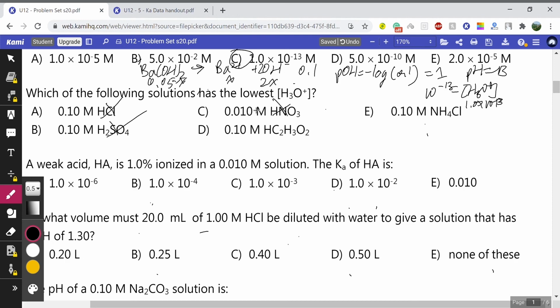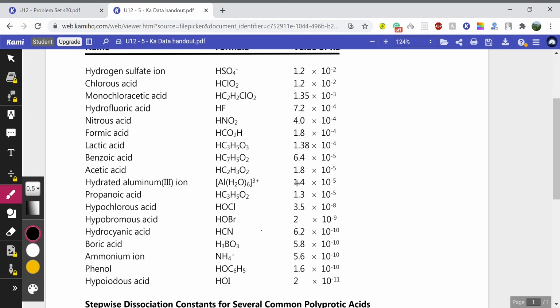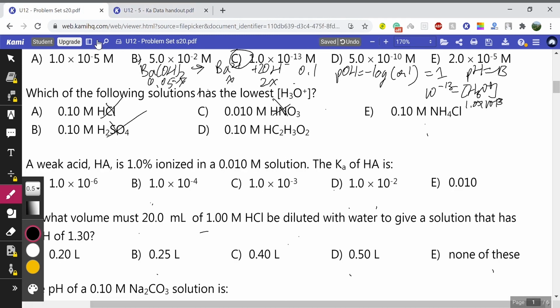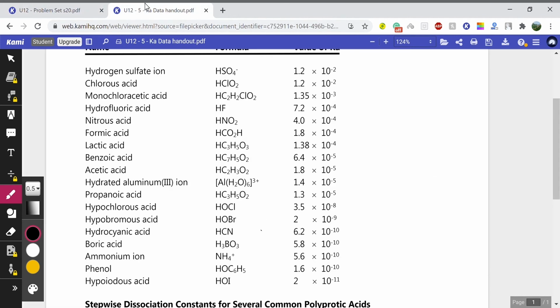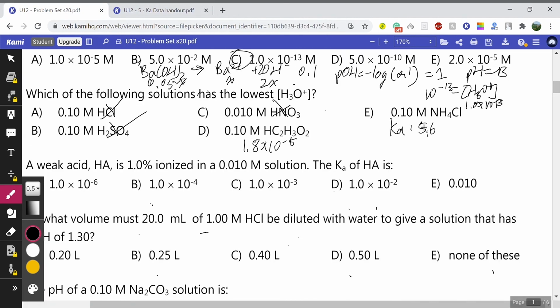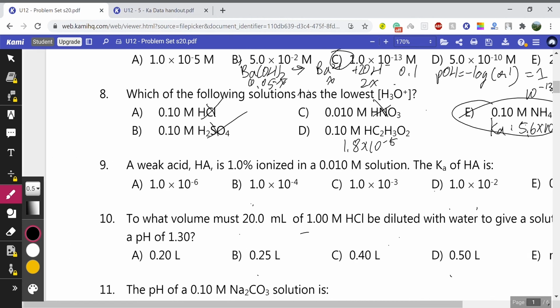So first we can look at HC2H3O2. HC2H3O2 will have 1.8 times 10 to the negative fifth. Now NH4Cl will be 5.6 times 10 to the negative 10th power. This one's to the negative 5th power, this one's to the negative 10th power. This one is much smaller, so our answer is E.